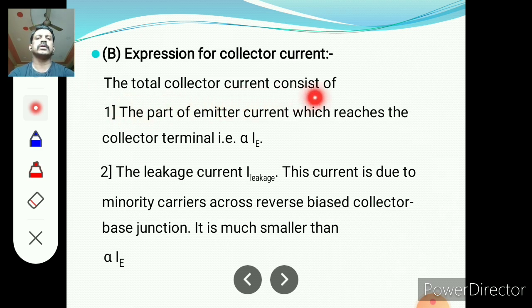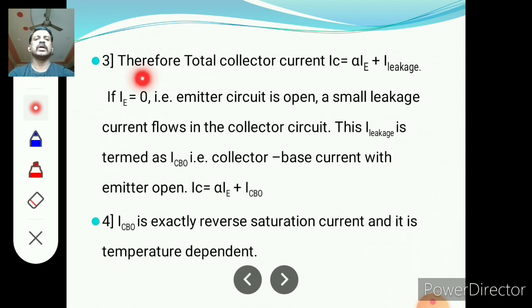Expression for collector current. The total collector current has a part of the emitter current which reaches the collector, that is directly proportional to IE. The leakage current, I leakage, is the current due to minority carriers across the reverse biased collector base junction. It must be smaller than alpha IE. Therefore, the total collector current is IC equals alpha IE plus I leakage.